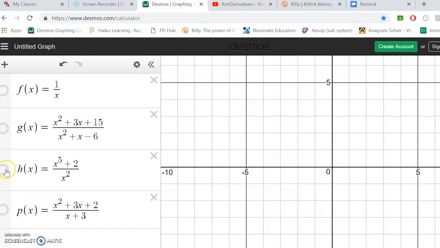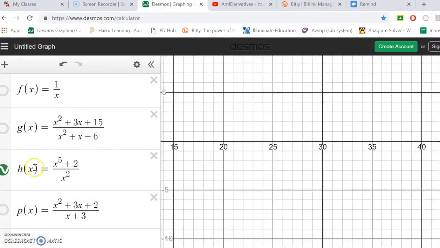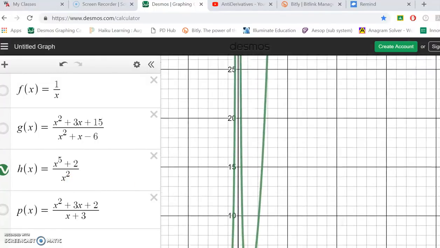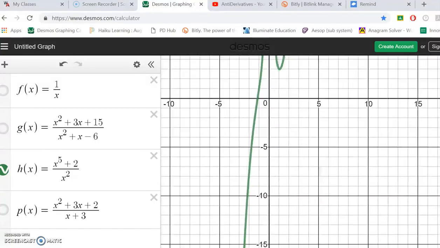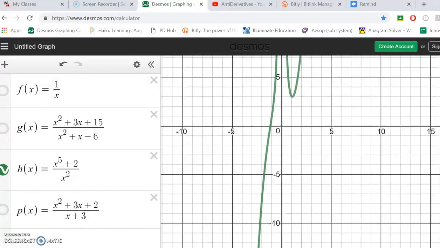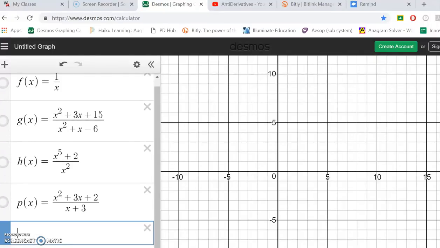So the next improper fraction category we're going to talk about is much different, where the degree of the numerator is much larger than the degree of the denominator. So if you look at this one, we have an asymptote at x equals 0, and the ends seem to be going to infinity. So this end is going off to positive infinity, that end is going off to negative infinity. So I'm going to go ahead and turn that one off and try another one.